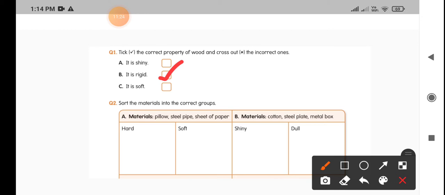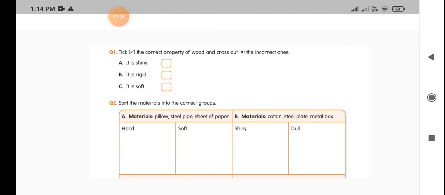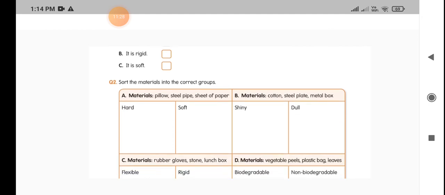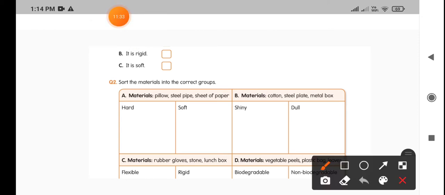No, not at all. Okay, and the next one: sort the materials into the correct groups. Some materials are given in the help box, so you need to sort them into hard and soft. For example, pillow. Is the pillow hard or soft? Definitely it is so soft. And the steel plate is hard.